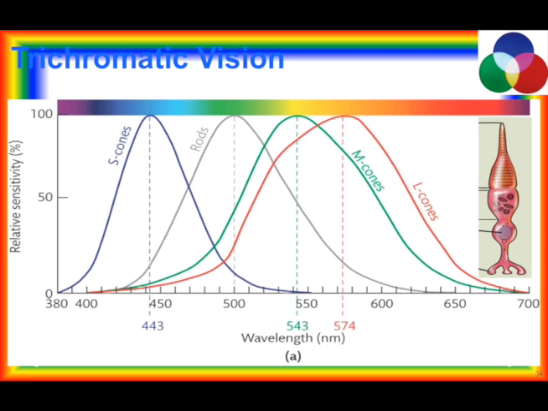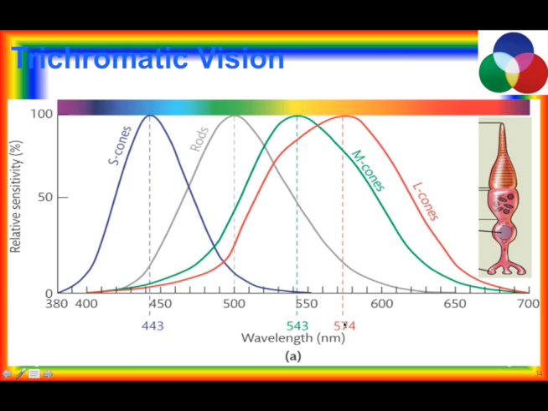So this chart you'll see about 3 times in the next 2 minutes. It talks about our 3 different types of cones and our rods versus wavelengths. By now we're familiar with wavelength. Short wavelength over on the left is more blue light, blue colors. Long wavelength over on the right is more red light and red colors.